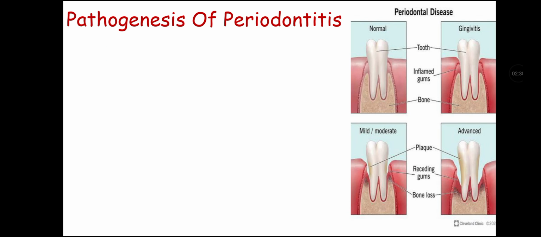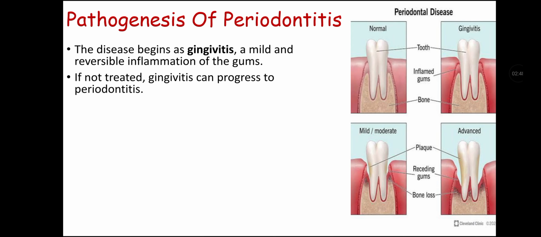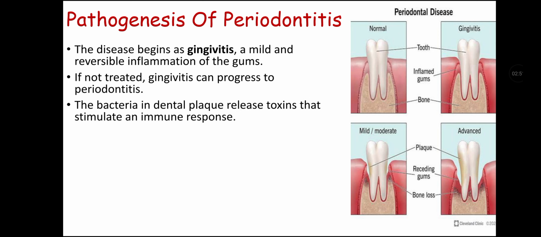Now let's talk about pathogenesis of periodontitis. This disease begins as gingivitis, that is a mild and reversible inflammation of gums, as you can see here in the diagram, the second picture. If not treated, gingivitis can progress to periodontitis.